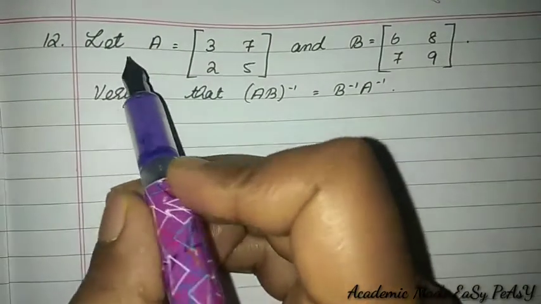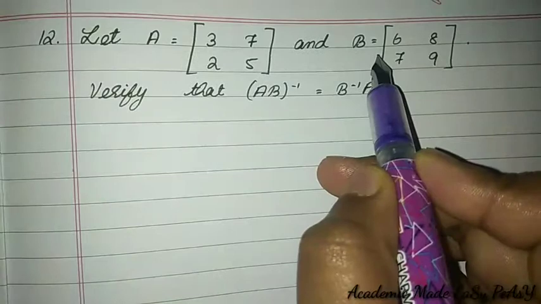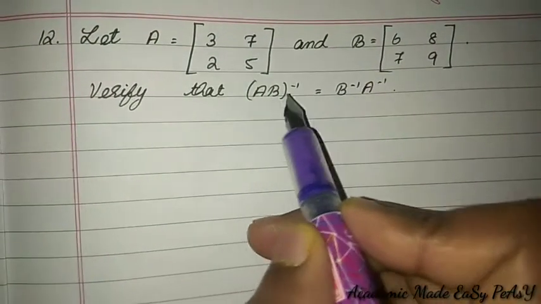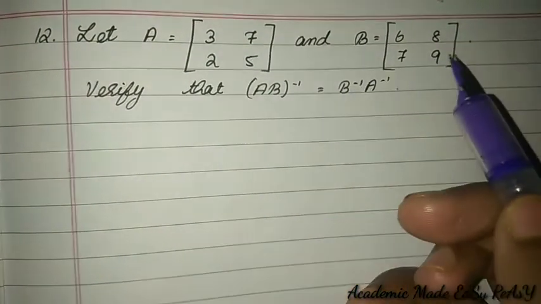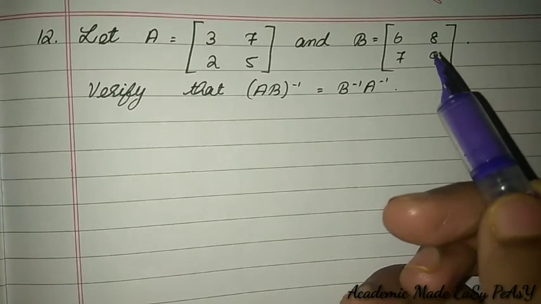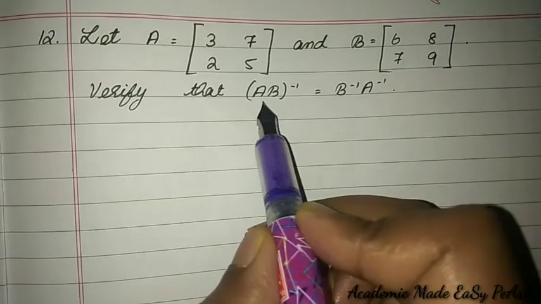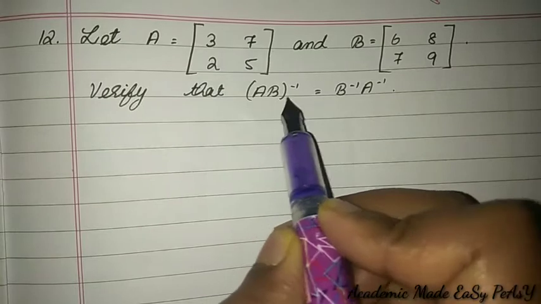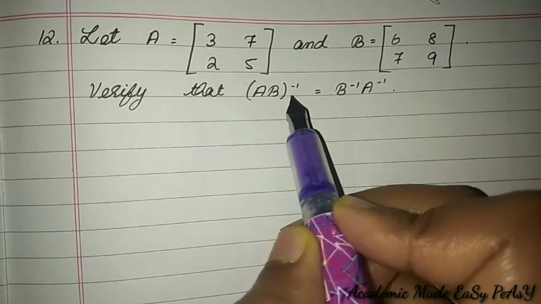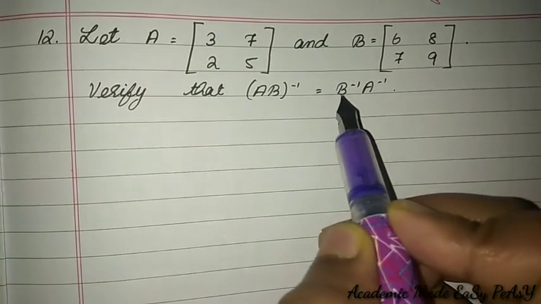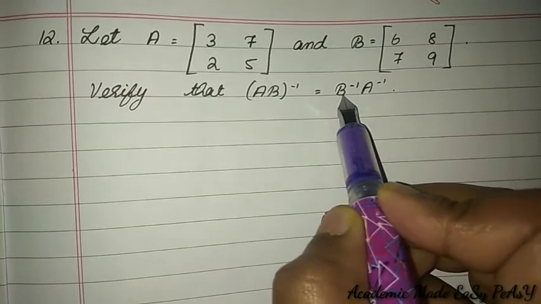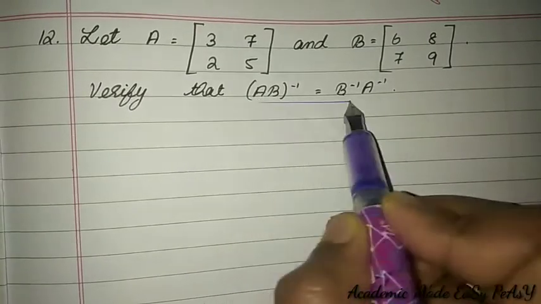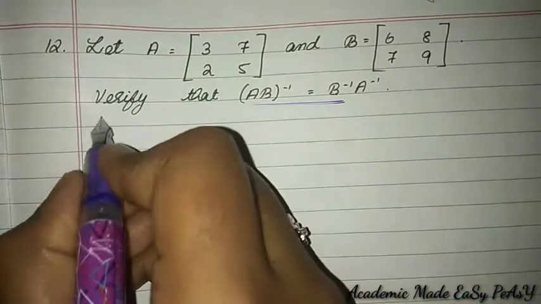Question 12. Let matrix A and matrix B be given. Verify that (AB) inverse is equal to B inverse into A inverse. So first we have to find AB, then take the inverse of AB, and then check whether B inverse into A inverse is equal to it. So now let's move on.